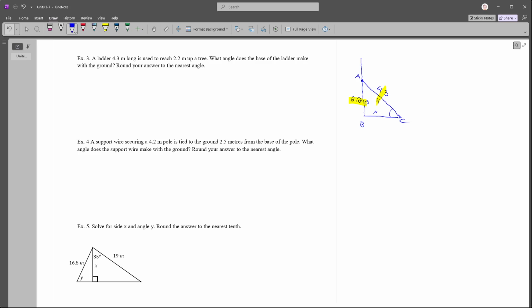So we have sine of C is going to be equal to our opposite, which is 2.2, over our hypotenuse, which is 4.3. So that means C is equal to sine inverse of 2.2 over 4.3. And you're going to end up with a lovely C is approximately equal to 31 degrees. Okay? So therefore, the angle made with the ground is 31 degrees.